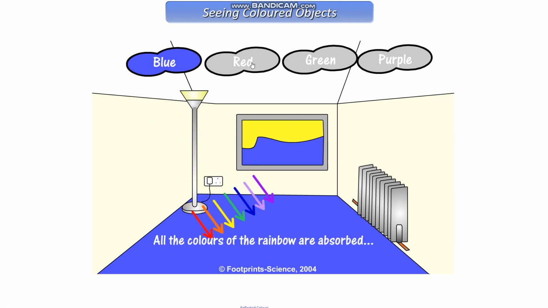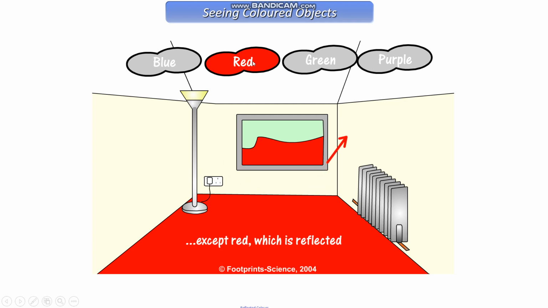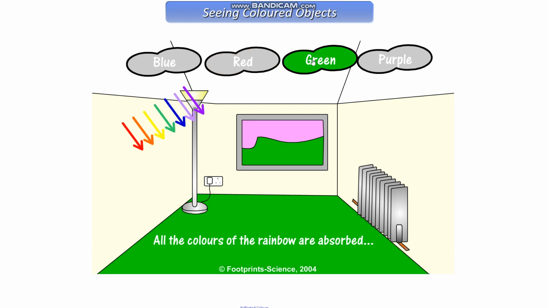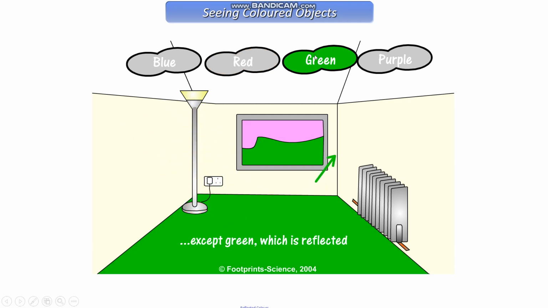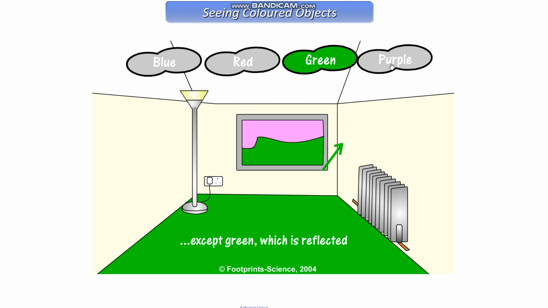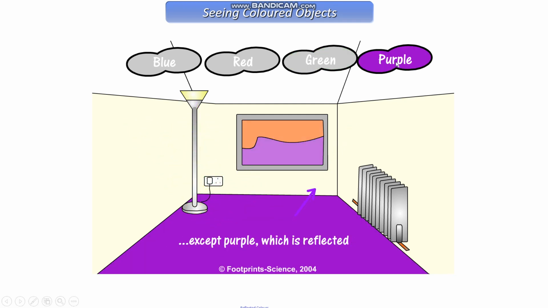So if we turn the carpet to red, what colour light would a red carpet reflect? Well, it appears red because it only reflects red light. It absorbs all the others. What about a green carpet? Well, green carpet absorbs 6 of the colours and reflects only green. Now purple, which we're calling magenta, is of course made up of red and blue light, so it will reflect red and blue, which together make magenta.